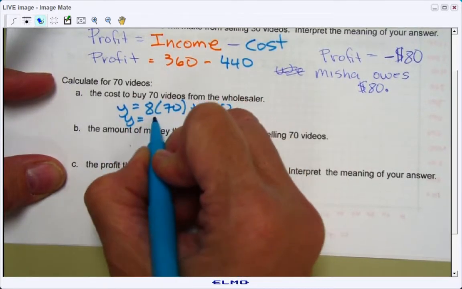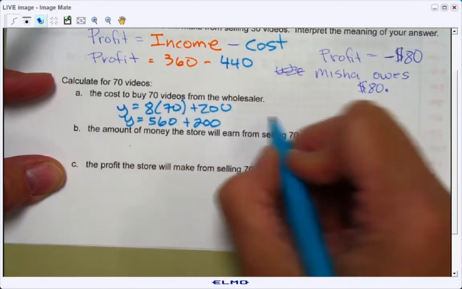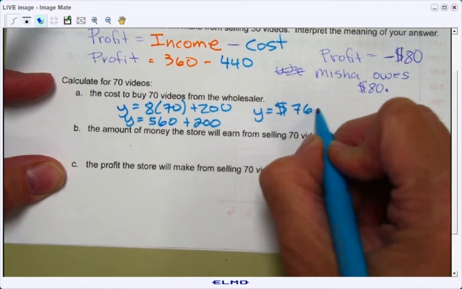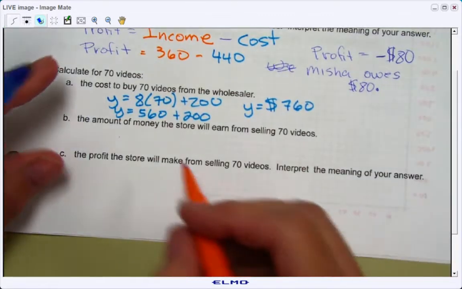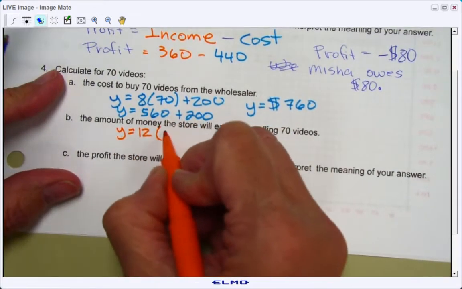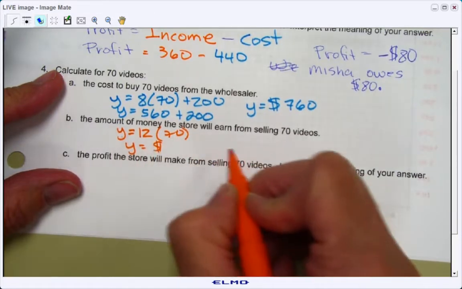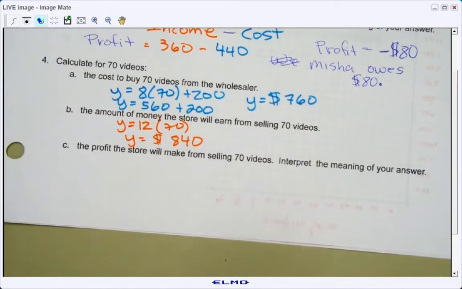8 times 7, guys, is 56. I put on the 0. I add 200 and I would get $760. Now, for the selling, I take the 12 and I multiply it by the 70. So 12 times 7, boys and girls, is 84, and you add a 0.